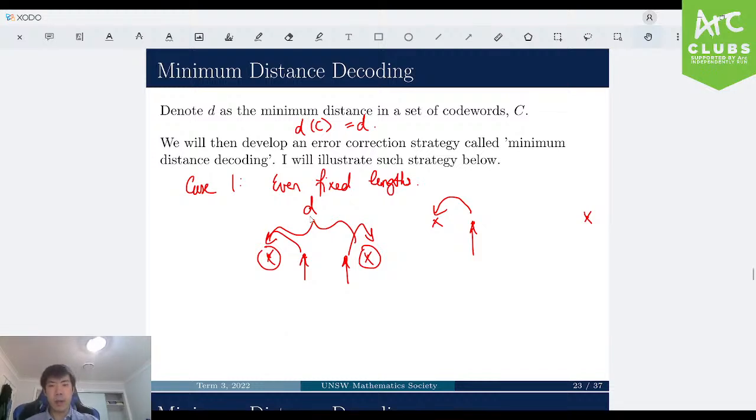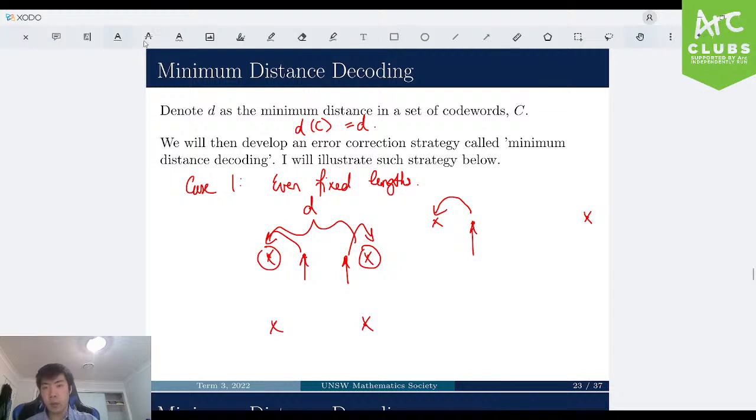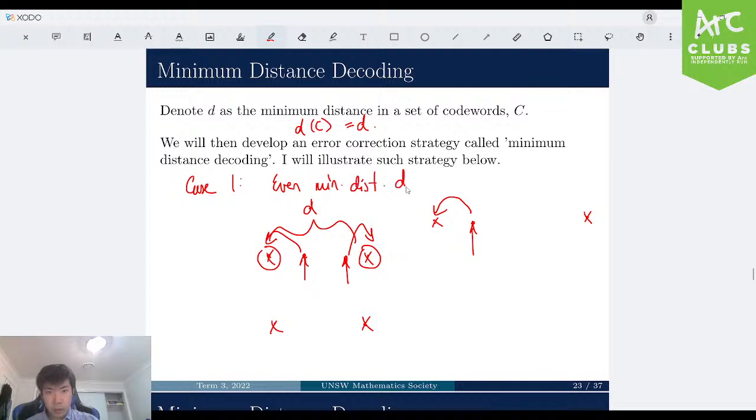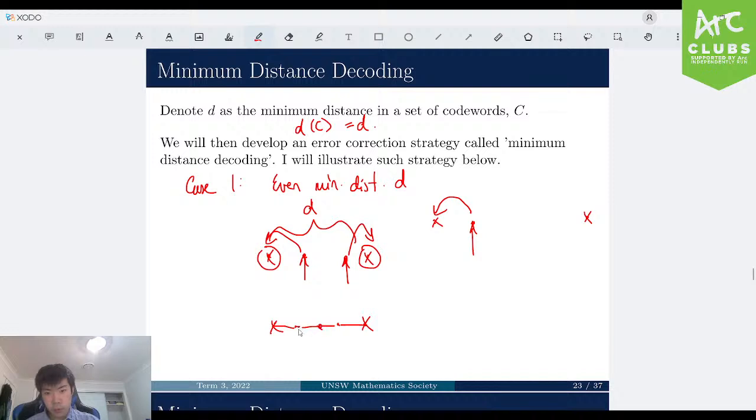So if you think about it, let me draw this up a bit properly again. If you have an even minimum distance d, then between these two code words in the worst case scenario, they will have, let's say, 1, 2, 3, 4. They are 4 units apart.